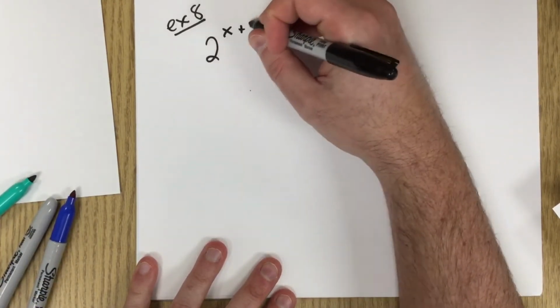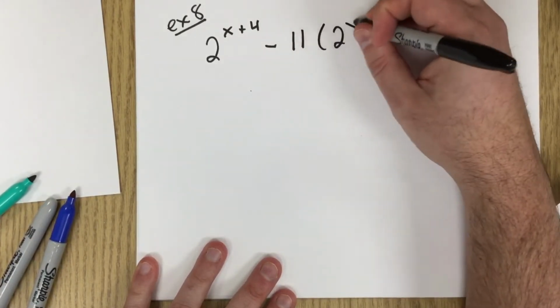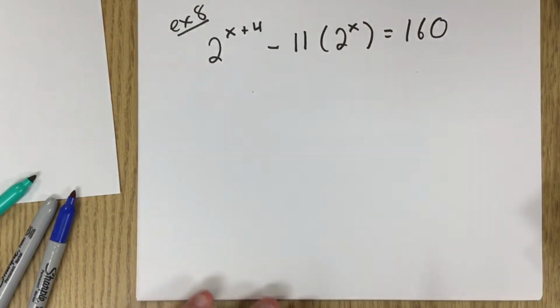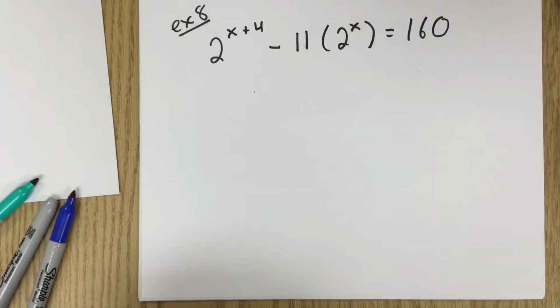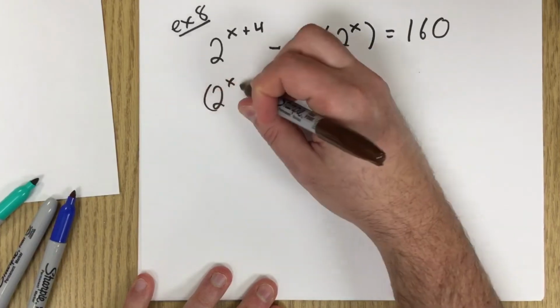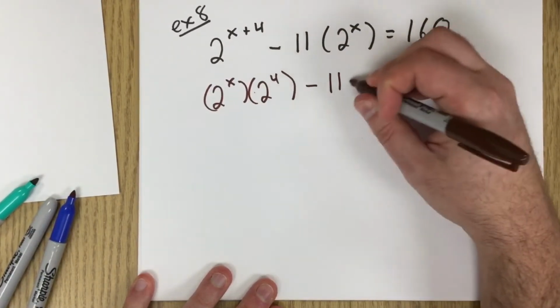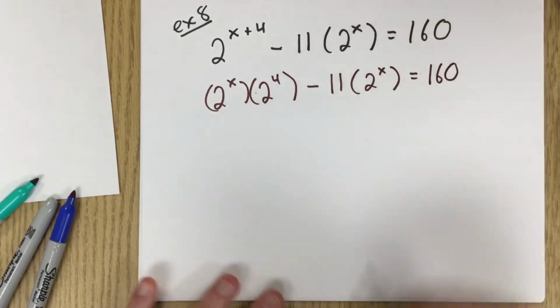So 2 to the x plus 4 minus 11 times 2 to the x equals 160. Okay, so we're going to use this trick, and we're going to say, well, 2 to the x plus 4 is the same thing as 2 to the x times 2 to the 4, minus 11 times 2 to the x, which is 160.